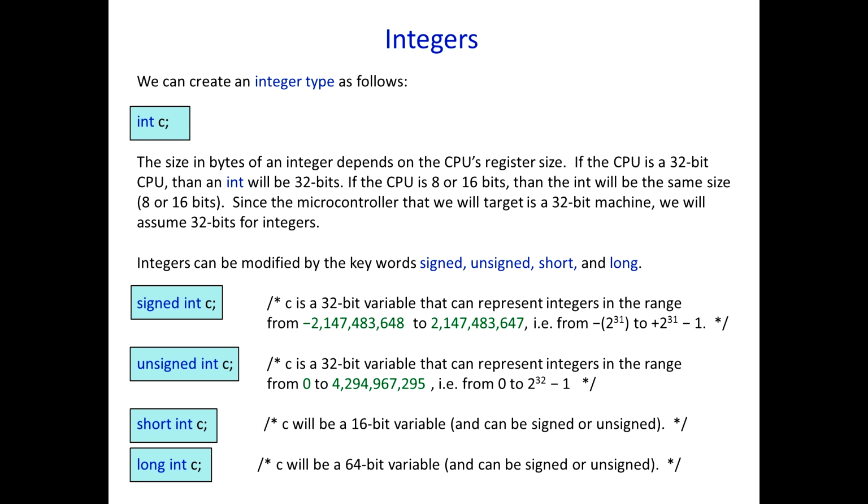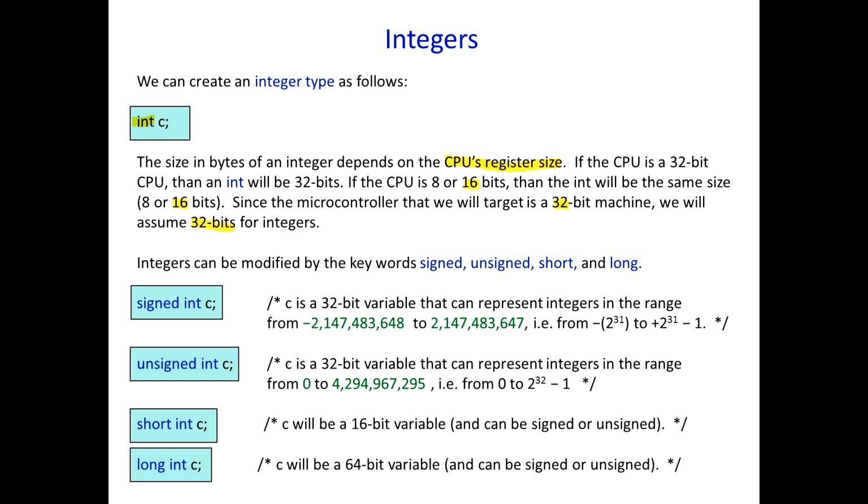You can create an integer type by the following. You have the keyword int that says we're going to create a variable of type integer. Now, the actual size of the integer depends on the CPU register size. If your CPU is a 32-bit CPU, the int will be 32 bits. If it's a microcontroller and one of the smaller ones, say it's 16 bits, then int will be 16-bit.